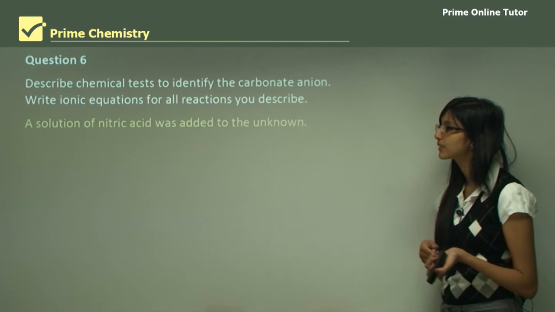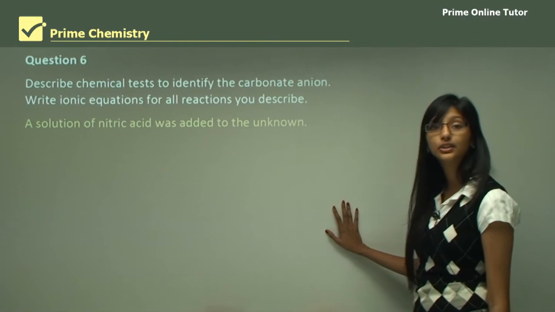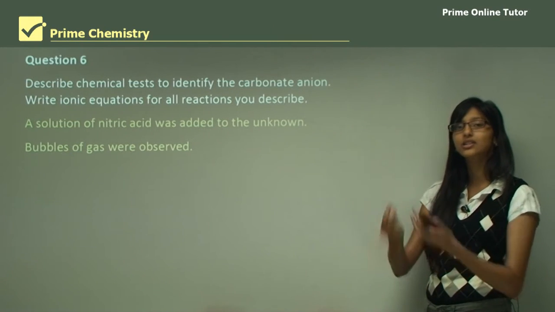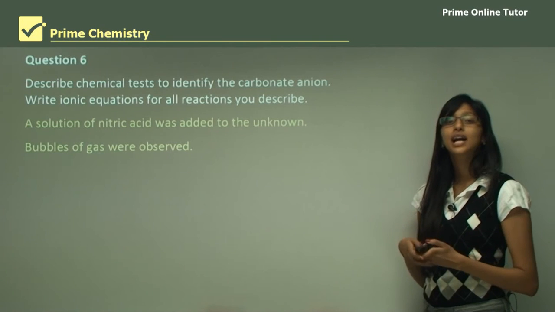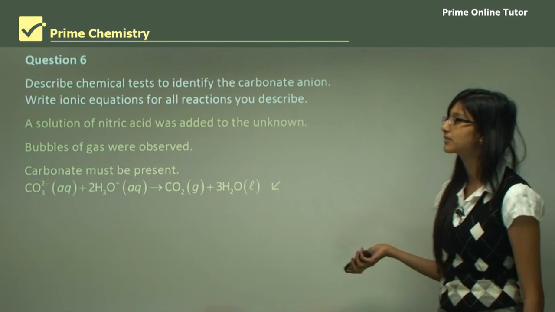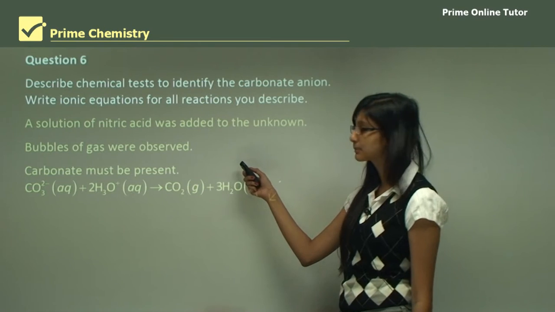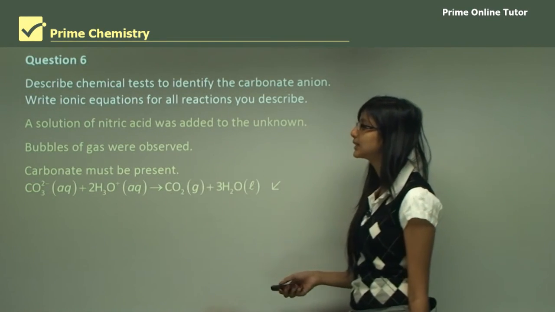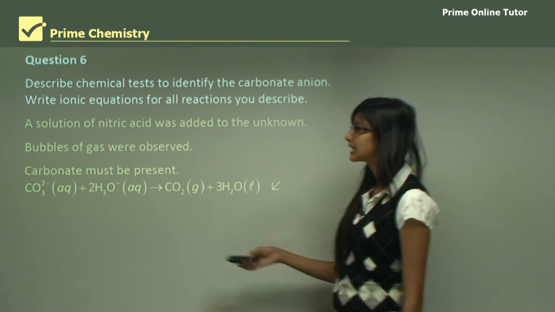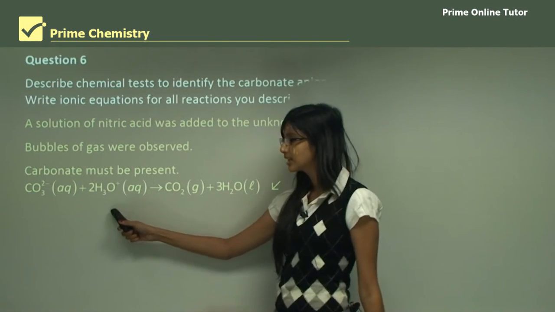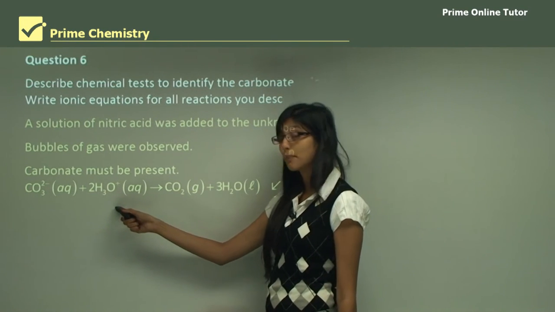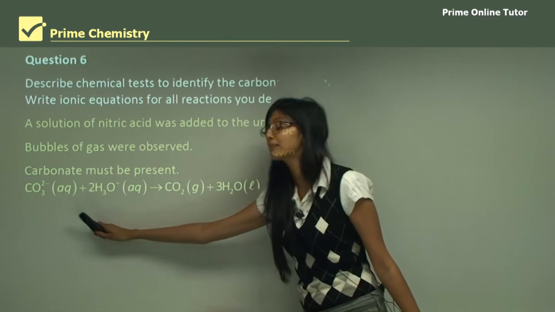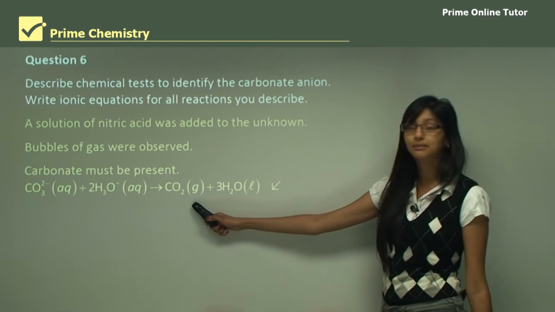So first you can add nitric acid to your unknown, and bubbles of gas are observed. When you add nitric acid, you should see bubbles of gas coming out of your solution. Those bubbles of gas indicate that carbon dioxide is present, and that will also indicate that carbonate ions must be present. So let's look at the equation. What reaction occurs? Carbonate ions plus acid. Acid can be represented with a hydronium ion, H3O+. So carbonate plus hydronium ion gives you carbon dioxide gas.